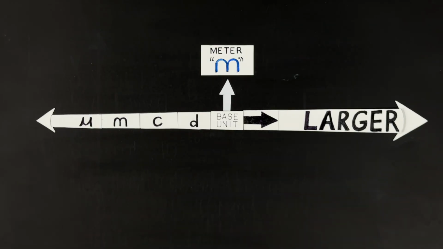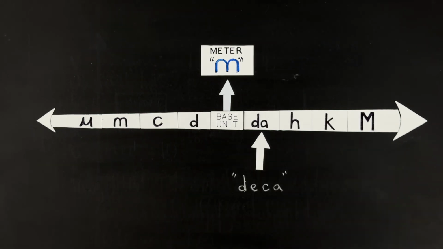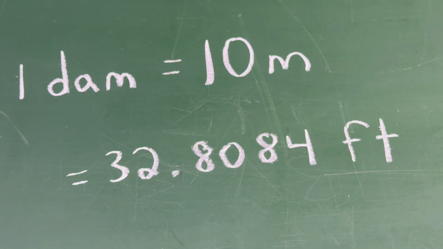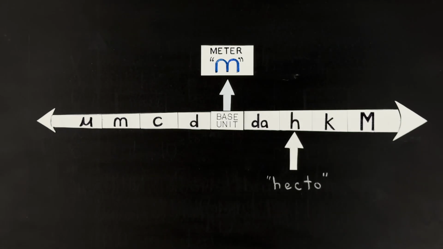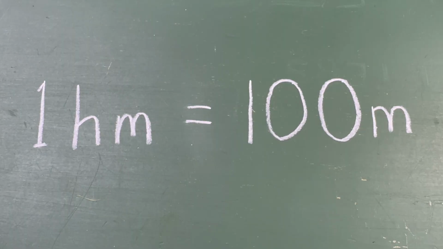We just saw the common prefixes that describe length measurements smaller than the meter. Let's go to the other side and show prefixes that describe multiples of the base unit. The prefix deca, abbreviated with a lowercase da, means base unit times 10. For length measurements, a decameter is 10 meters and is 32.8084 feet when converted to the customary system. Hecto, abbreviated with a lowercase h, means base unit times 100. So a hectometer would mean 100 meters.